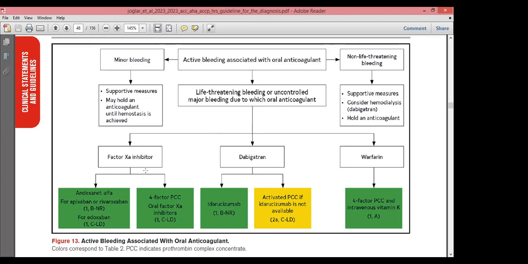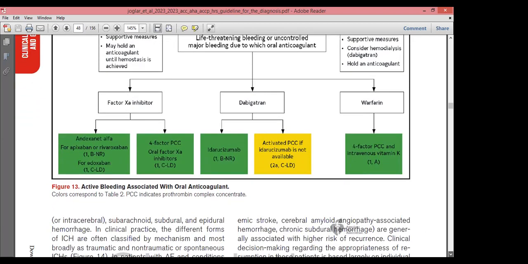Then for patients on activated factor 10 inhibitors, you can use andexanet alfa. That's rivaroxaban, apixaban, and edoxaban. Or you can use 4-factor prothrombin complex concentrates. Then for patients on warfarin, you can use 4-factor prothrombin complex concentrates together with intravenous vitamin K. So that's what I said earlier.